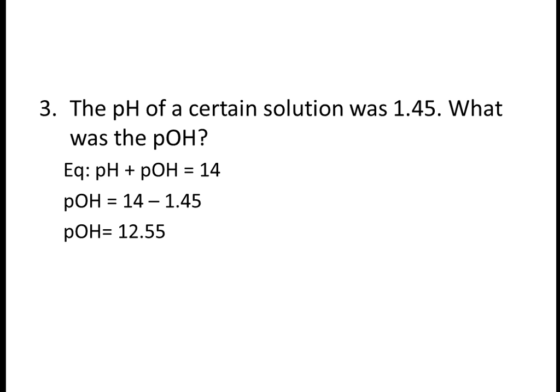Number 3, the pH of a certain solution was 1.45. What was the pOH? So the equation that we want to use is pH plus pOH is equal to 14. So you have pOH is equal to 14 minus the pH that they gave you, which is 1.45. And so you get your pOH equals 12.55.